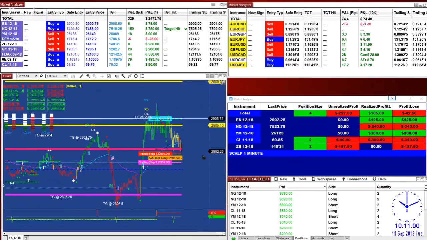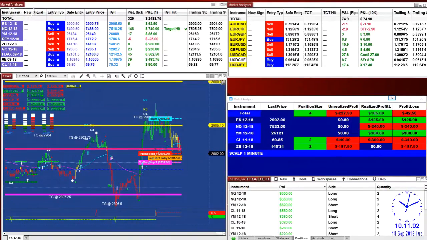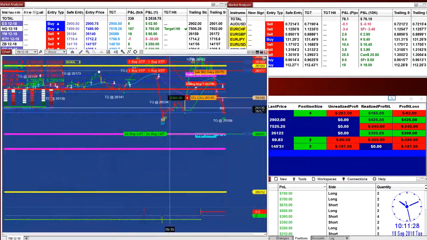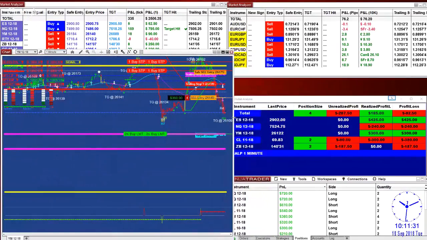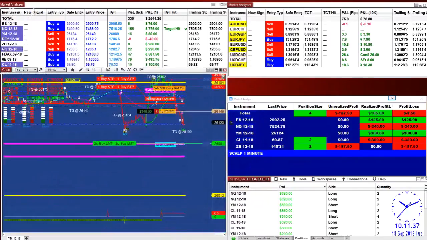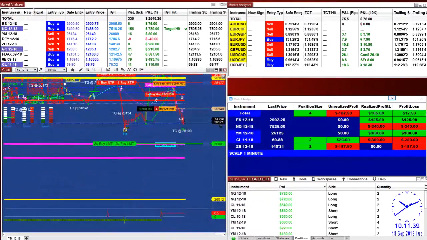So now we are looking for a trade. We have the YM, which is on a totally different account, but I will show it to you. This is the ATM strategy.